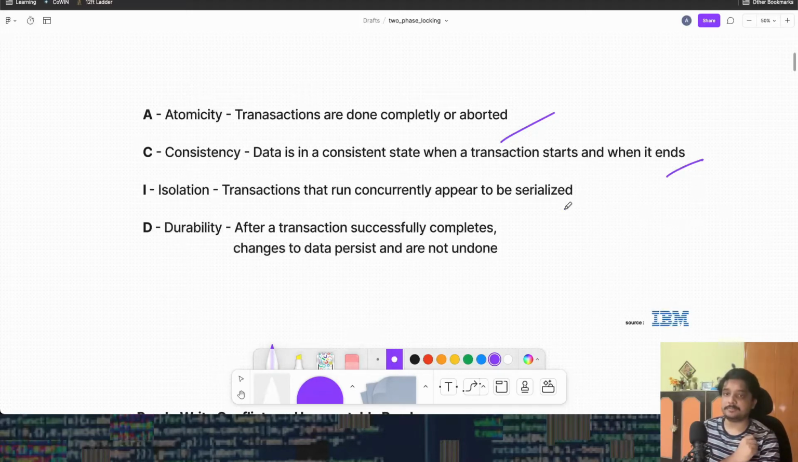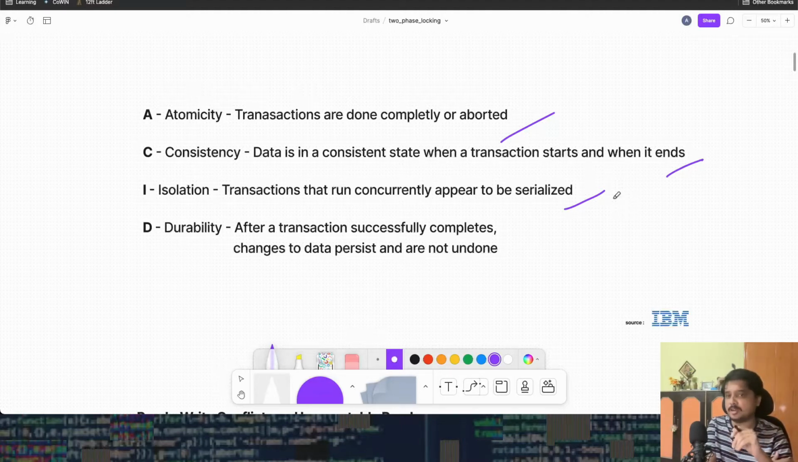Next comes isolation. What does this mean? See, it means that even if multiple transactions modify the same data, the transactions should act completely independent of each other. So it means that even though two transactions are running at the same time, it should appear that the transactions have run one after the other. Like what I've written here, transactions that run concurrently appear to be serialized, a formal way to say that. Now, one thing is that isolation in many cases is not strictly enforced just to keep these operations faster, but that is an entirely different rabbit hole, and maybe we'll do a separate video for that.